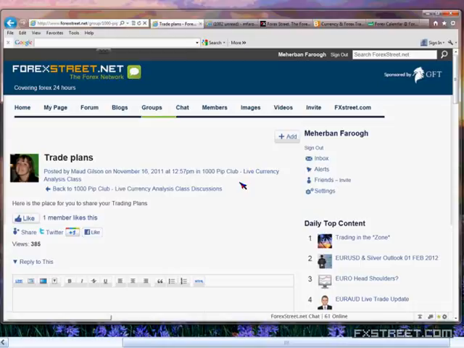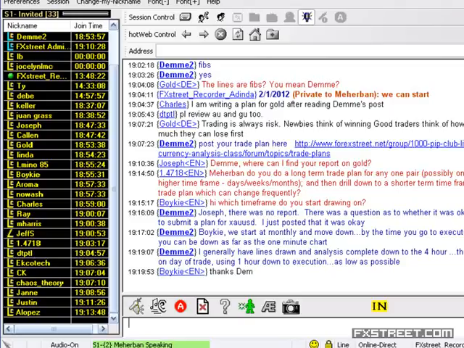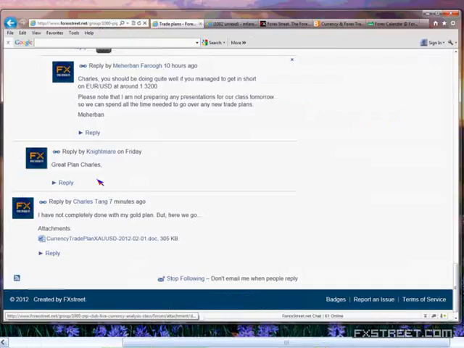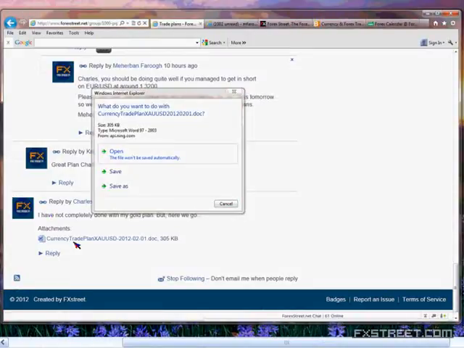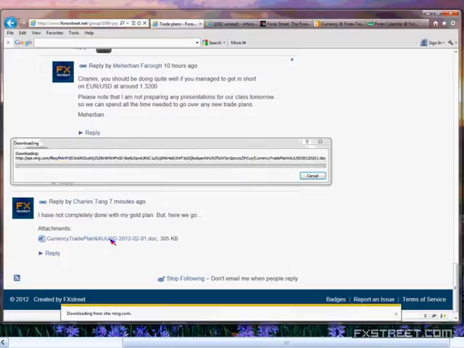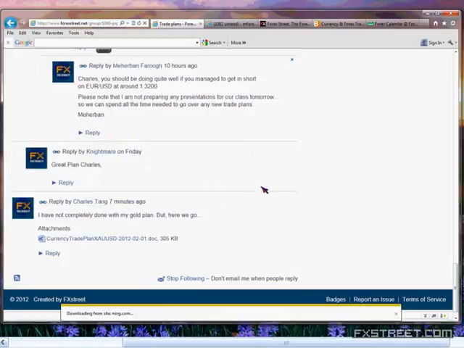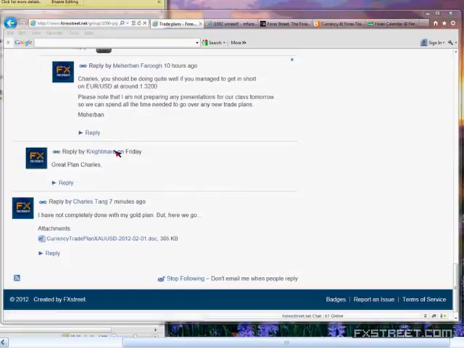Okay, so you go into trade plans. For those of you who don't know, that's how you do it. Go into groups, 1000 pip club, trade plan, and you can follow along. You can download Charles' plan right there. Charles, thanks a lot. No worries. Okay, if it's not done completely, you click here, open, and fingers crossed so it doesn't freeze up. Oops, I'm loading from site. I think I got it. Enable editing. Okay.